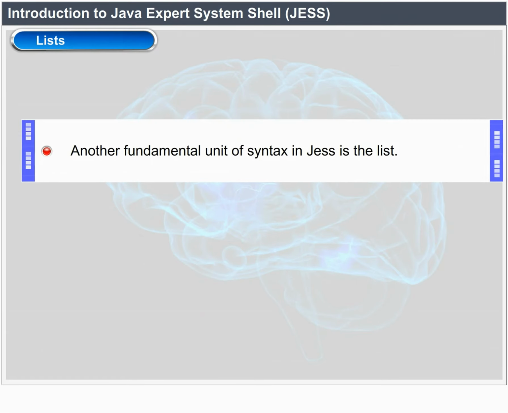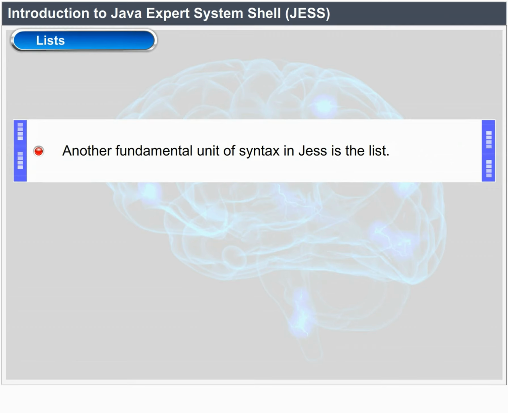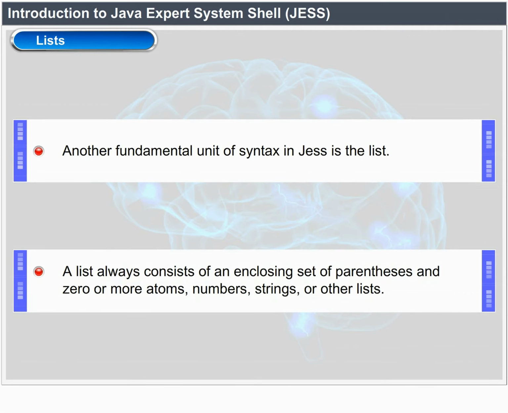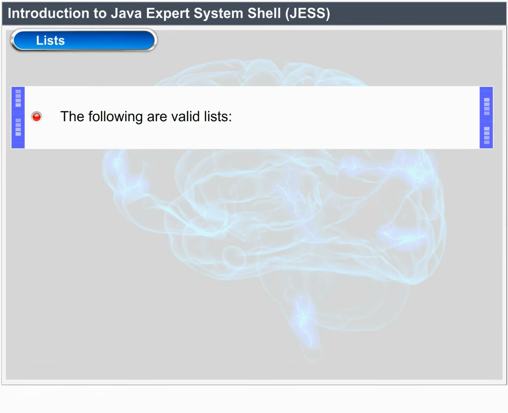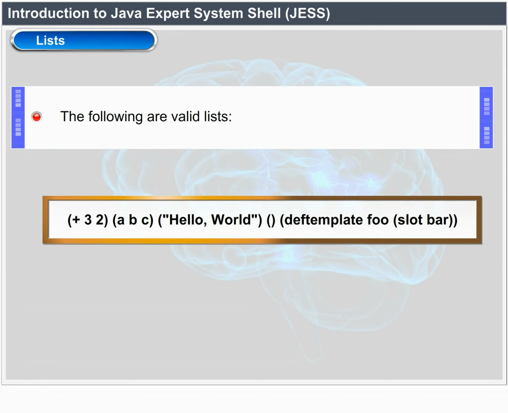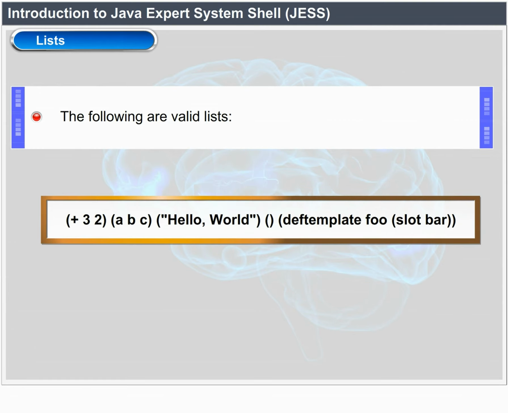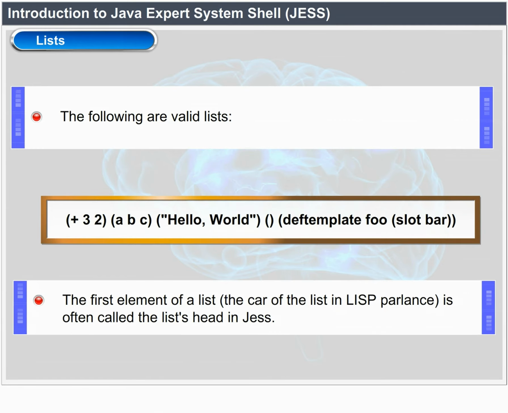List. Another fundamental unit of syntax in JESS is the list. A list always consists of an enclosing set of parentheses and zero or more atoms, numbers, strings or other lists. The following are valid lists: +32 ABC, hello world, deftemplate foo, slot bar. The first element of a list, the car of the list in Lisp parlance, is often called the list head in JESS.